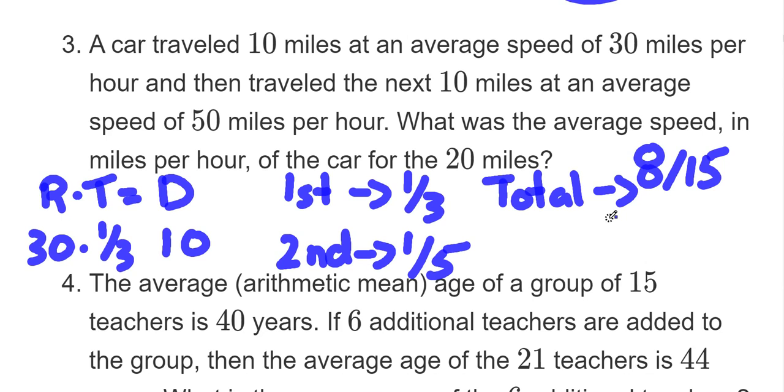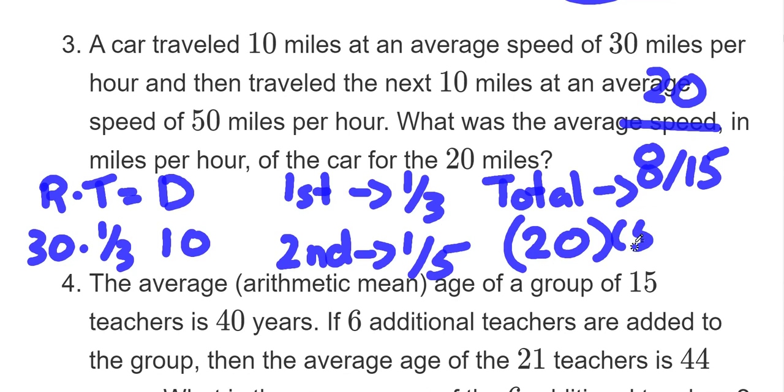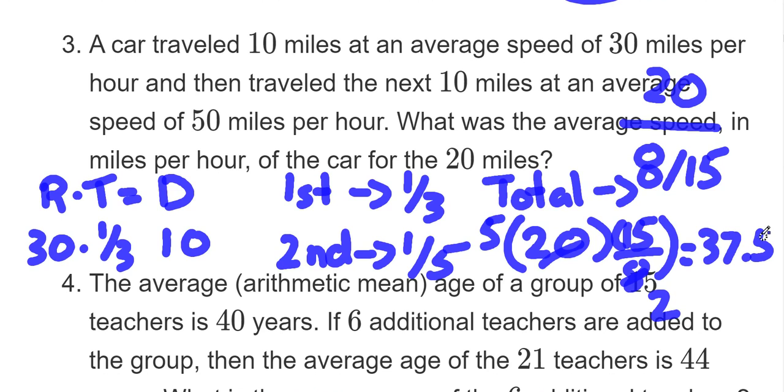So we want to find the rate for the whole trip. It's total distance divided by total time, okay? So we're going to take our total distance, which is 20, divided by 8 over 15. So we multiply by the reciprocal, we get 20 times 15 over 8. And we can simplify this, okay? Divide by 4, we get 2 over here, we get 5 over here. Okay, so 5 times 15 is 75. 75 over 2 is 37.5. Okay, so 37.5, and we should say miles per hour, okay?